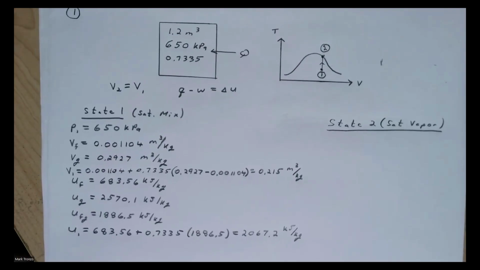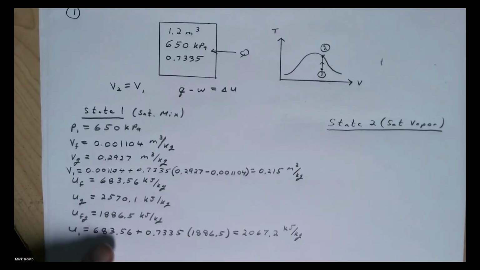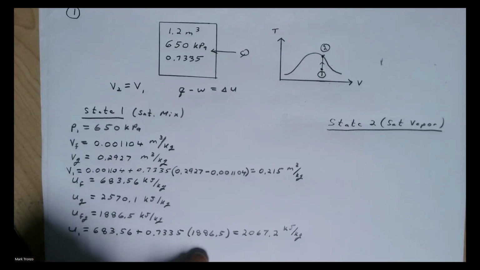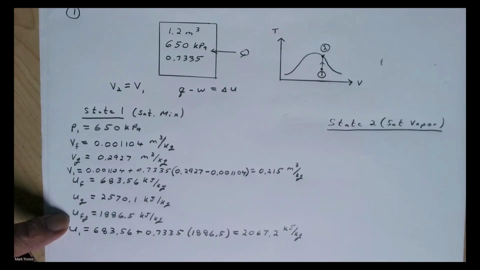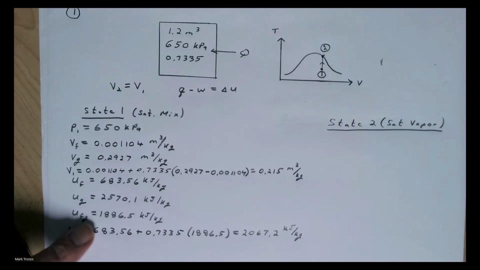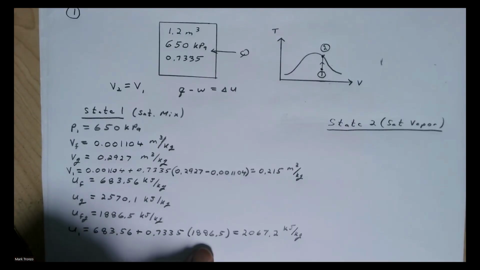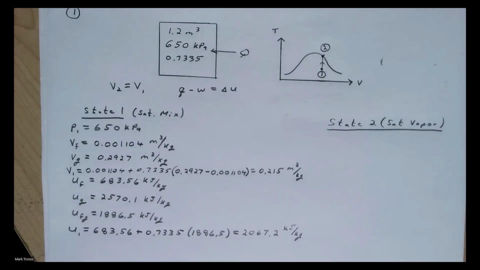And I calculated the same thing for our internal energy. Did the UF plus our quality times UFG. And remember, in the internal energy table, it actually gives us this difference. So we don't have to actually subtract this from that. It's already given to us. And we get this. So let's go to state two.